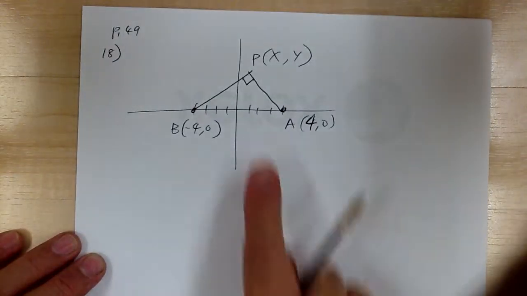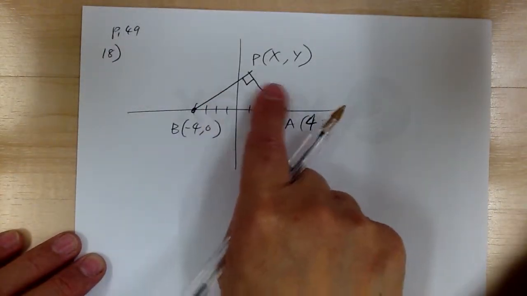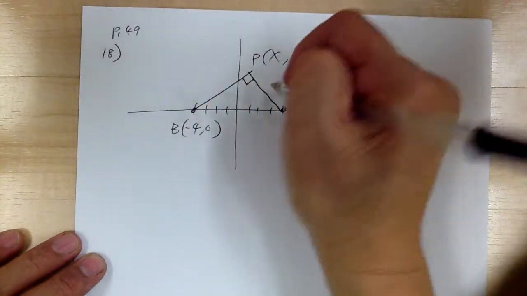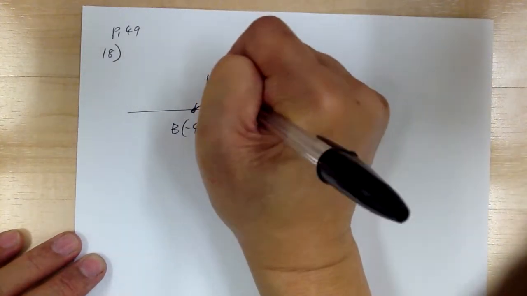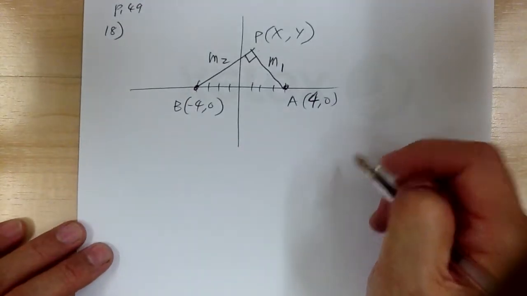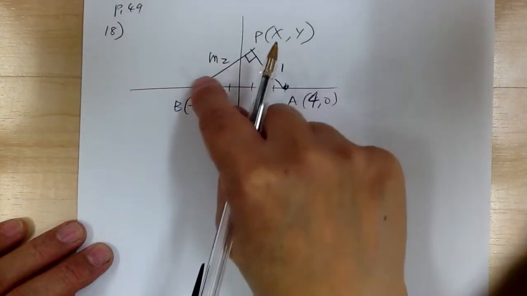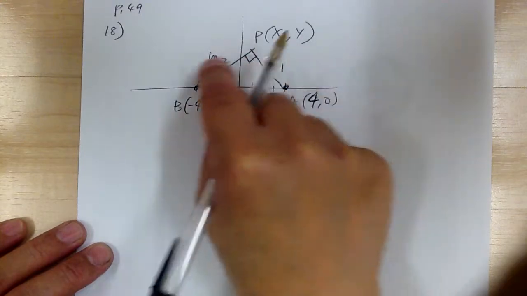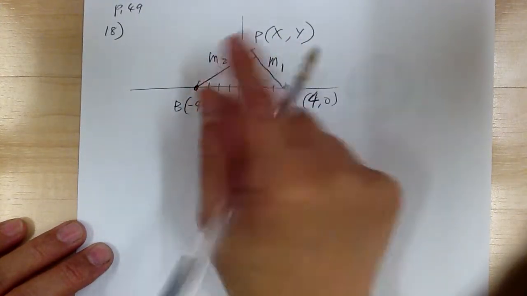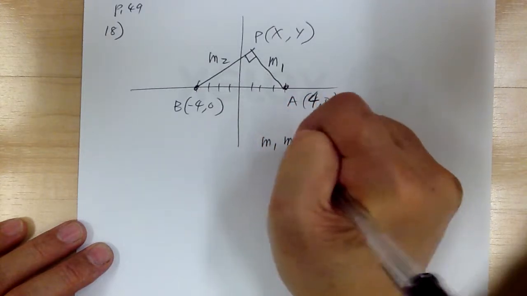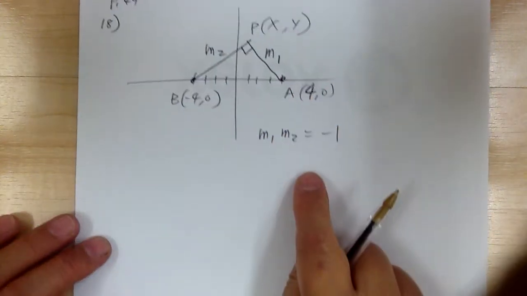Now, whenever you deal with a right angle, you've got to realize the slopes are negative reciprocals of each other. So I'm going to call this M1 and this M2. When you have a right angle, M1 and M2 are negative reciprocals of each other. That means when you multiply, you will get -1. So in other words, M1 times M2 equals -1.